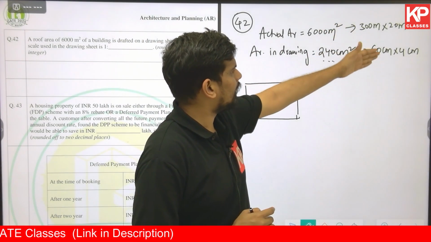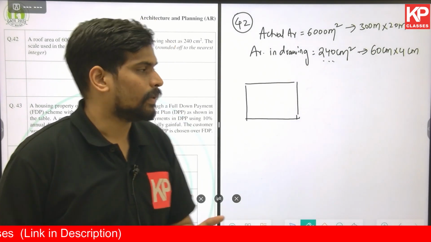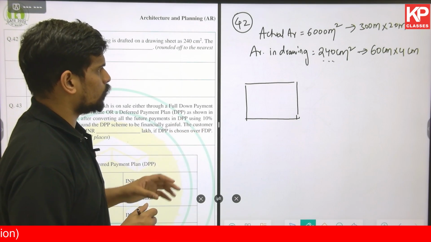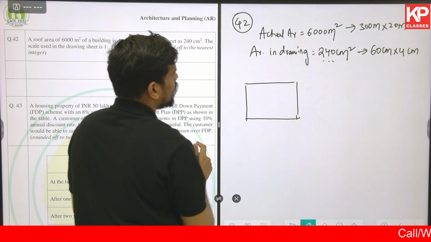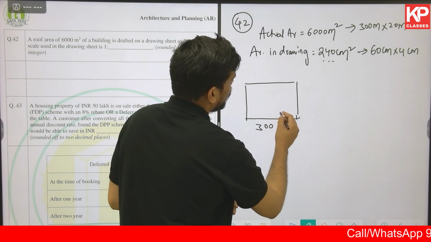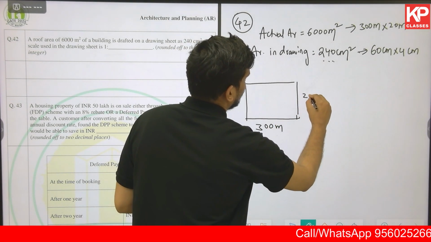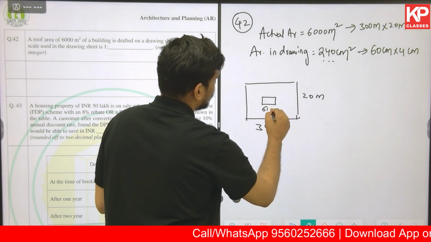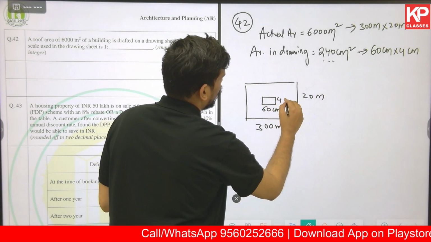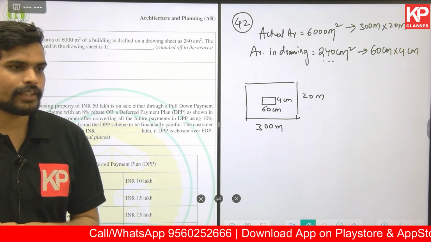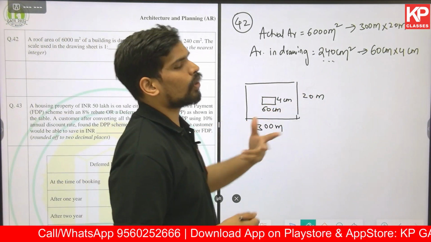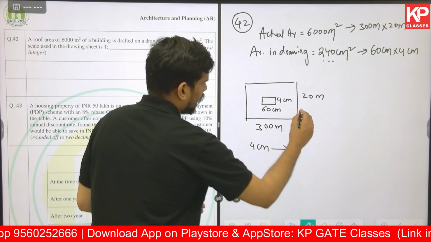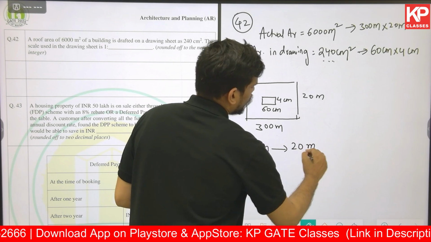The ratio of this and this, if you see, is coming out the same. So you can write it in this manner, or you can also take it as a square. Like I said, I'll do it both ways for you. If I assume the plot dimension is 300 meter by 20 meter, in the drawing, which is a scaled down version, this will be 60 centimeter and this will be 4 centimeter. Now you can take any one of these dimensions to find the scale. Let me take the smaller numbers for easier calculation. In the drawing, 4 centimeters in actual terms translates to 20 meter.